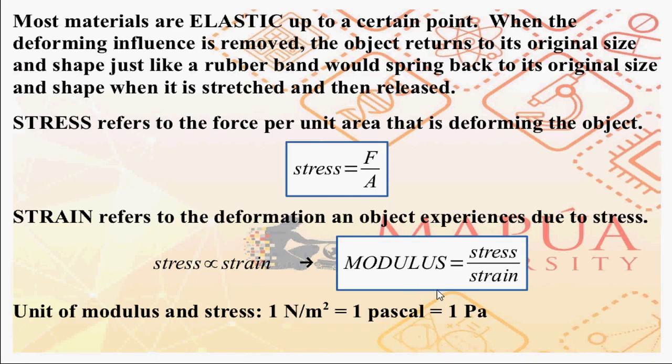Modulus is equal to stress over strain. Modulus, unit is Pascal. Stress, unit is Pascal. To maintain the equality, that means strain is unitless. Strain must not have a unit. So, strain must be a measurement of the deformation in such a way that strain does not have a unit, to maintain the equality of the units. Because modulus, unit is Pascal, stress, unit is also Pascal.